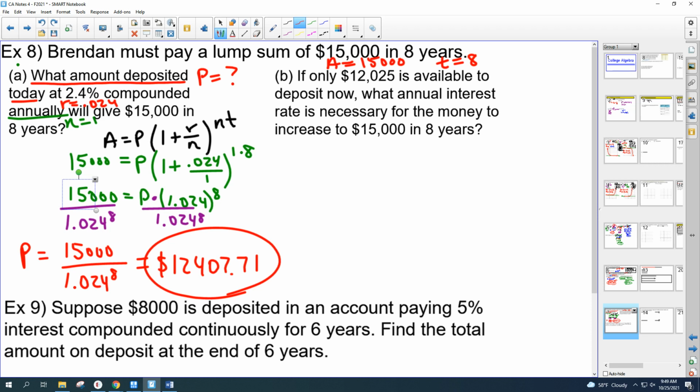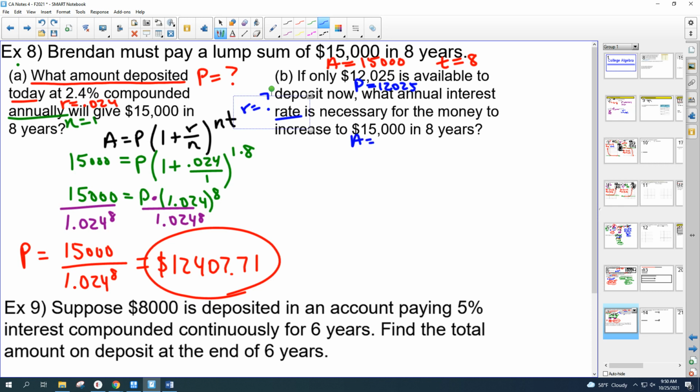Part B. If only 12,025 is available to deposit now, what annual interest rate is necessary for the money to increase to 15,000 in 8 years? Okay, so this one's a little bit harder. Write small. I might not have enough room here. They're telling me the P value. If only 12,025 is available to deposit now, what annual interest rate? So they're asking me for R to increase to 15,000 in 8 years.